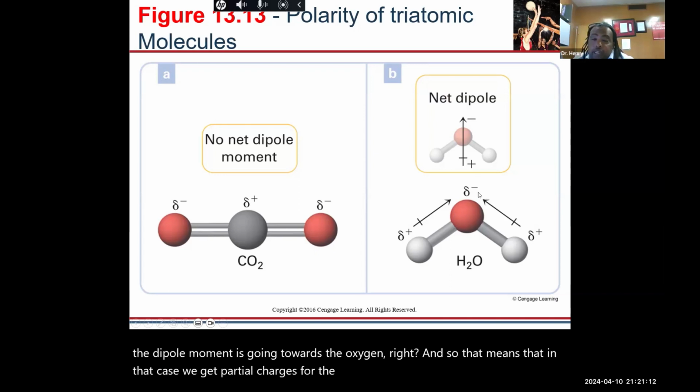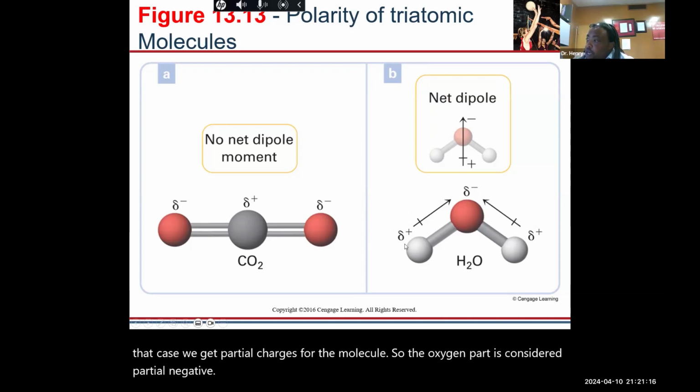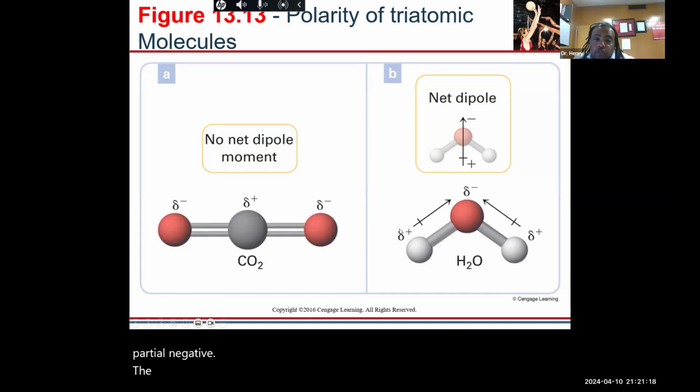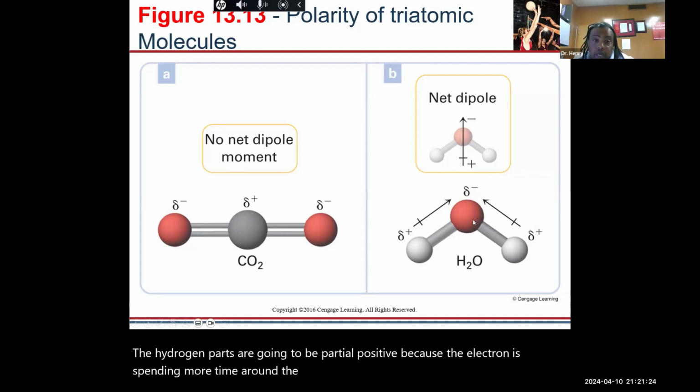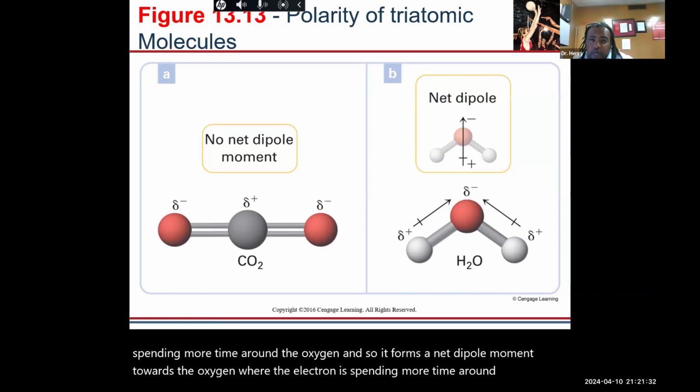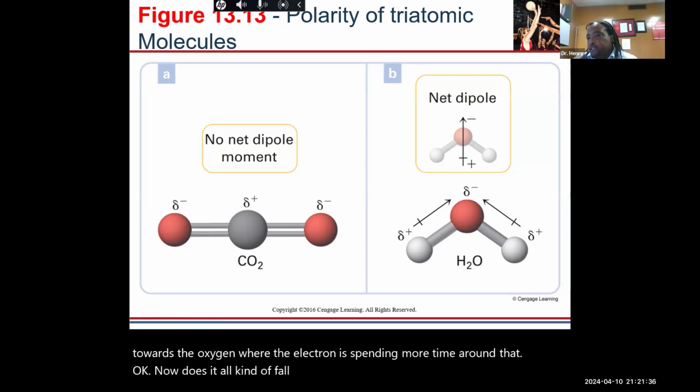So the oxygen part is considered partial negative. The hydrogen parts are going to be partial positive because the electron is spending more time around the oxygen. And so it forms a net dipole moment towards the oxygen where the electron is spending more time around it. Okay? Now does it all kind of fall together?